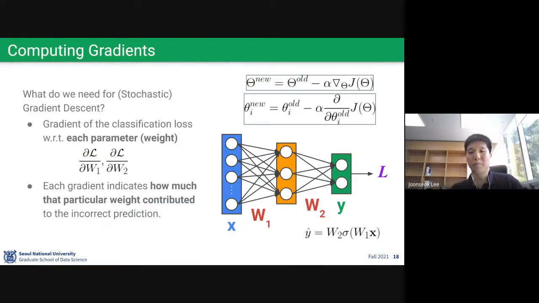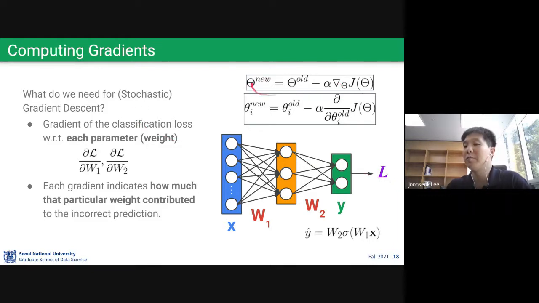So let's see in more detail. This is our model, a two-layer perceptron. Given input x, it's multiplied by W1 and goes through the sigmoid activation function. Then we have W2 multiplied, and we don't have an activation function here, so the output is y. And we compute the loss function by squared loss. And what was the gradient descent?